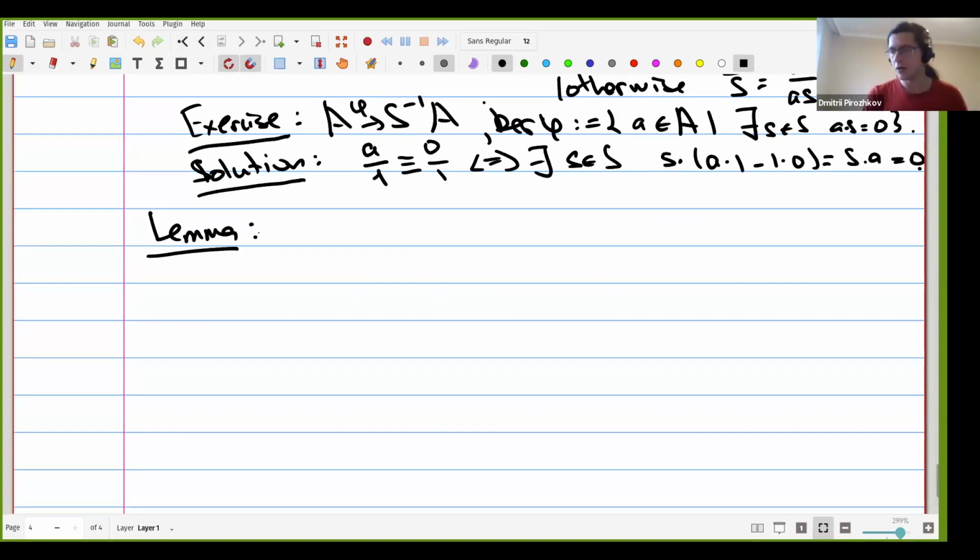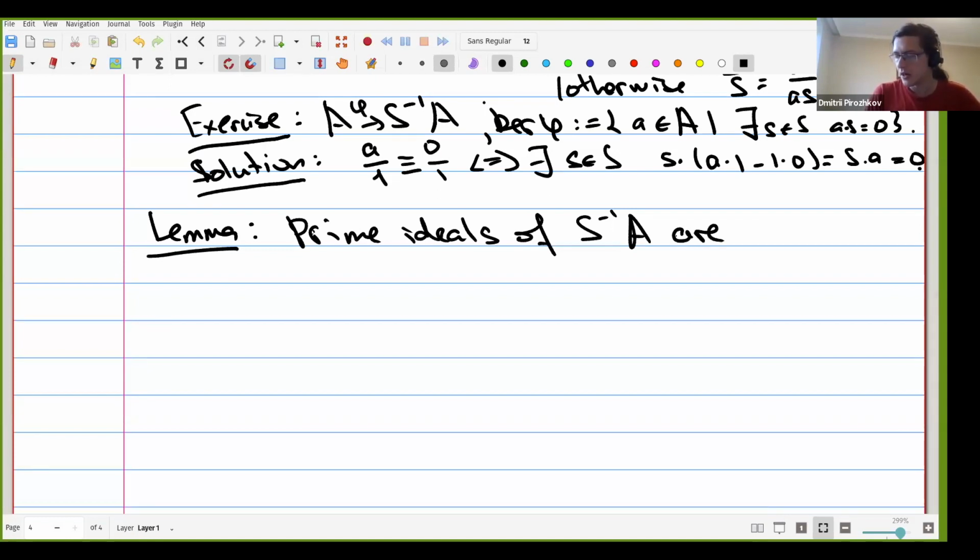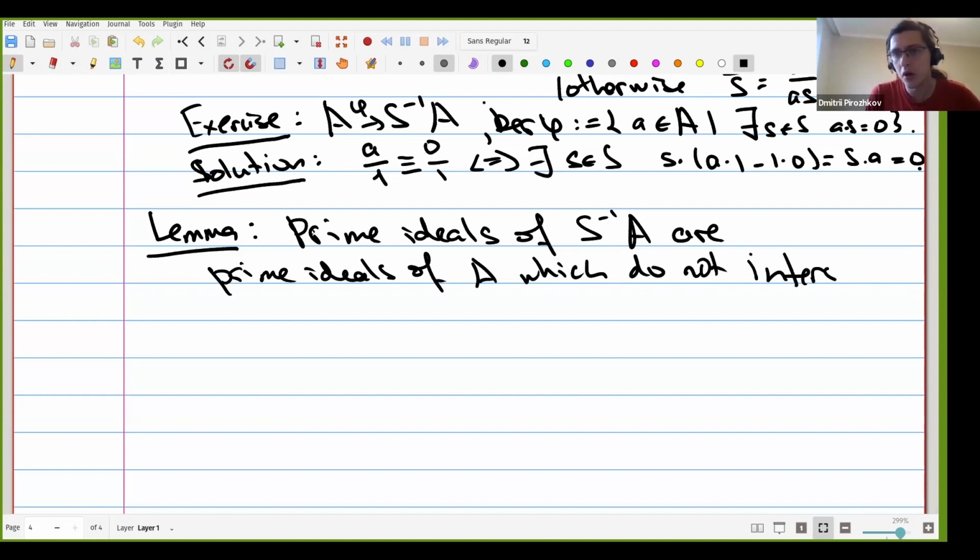So what I need is a lemma about prime ideals. How do prime ideals behave when you do this localization procedure? Prime ideals of this localized ring are exactly the same thing as prime ideals of A which do not intersect our multiplicative subset.